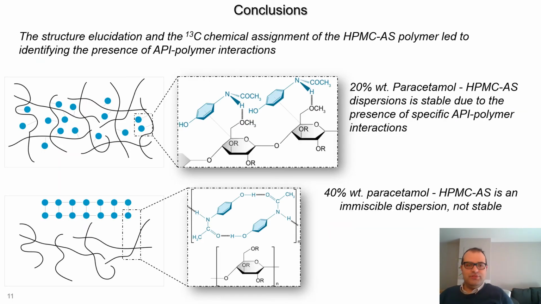So, to conclude, carrying out the one-dimensional carbon spectra, we were able to identify the presence of API polymer interaction, and by the multidimensional and multinuclear NMR approaches, we were able to identify the presence of spatial proximity and hydrogen bond in the 20% formulation, leading to a stable system, and we were able to identify only API-API interaction in the 40% formulation, indicating a not very stable dispersion.